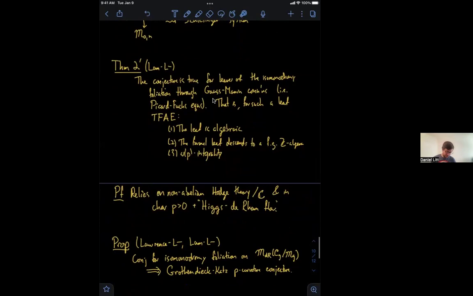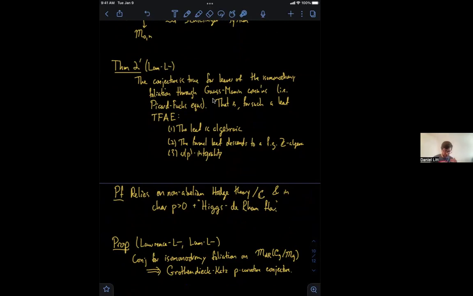So here's a proposition which is not too hard to prove, but I think is not totally obvious. Namely, just verifying this conjecture for isomonodromy foliations on the moduli of flat bundles on the universal curve over M_g, for all initial conditions, so I guess we've already verified it for some class of initial conditions, the Gauss-Manin connections, implies the Grothendieck-Katz p-curvature conjecture in general.